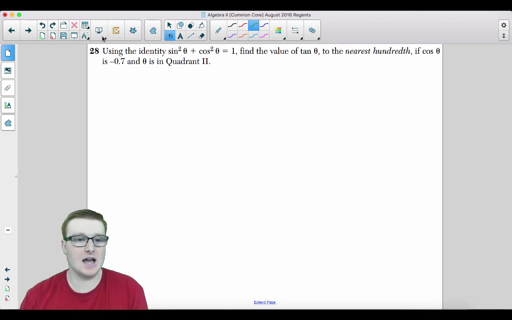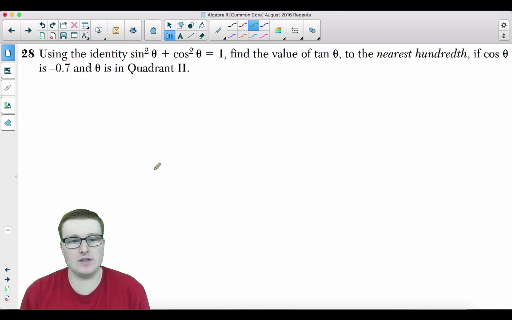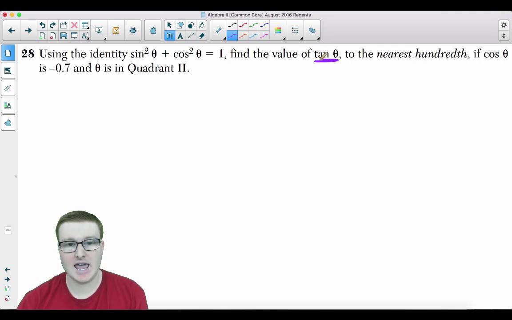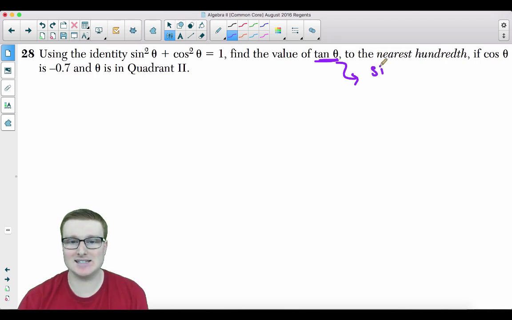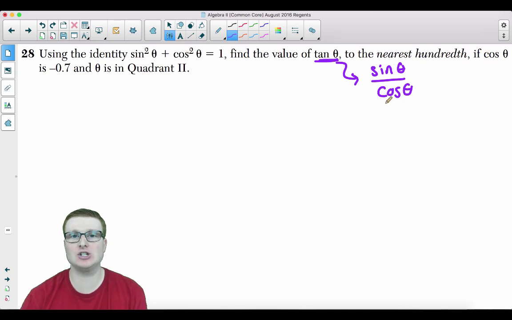Using the identity sine squared theta plus cosine squared theta equals 1, find the value of tan theta to the nearest hundredth if cosine theta is -0.7 and theta is in quadrant 2. So first and foremost, I want to talk about a couple things. Tangent is the same thing as sine of theta over cosine of theta. If you don't know it, commit it to memory. That is also on the facts you must know for the Regents exam for Algebra 2.